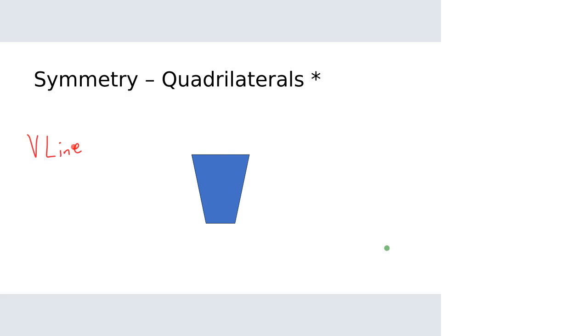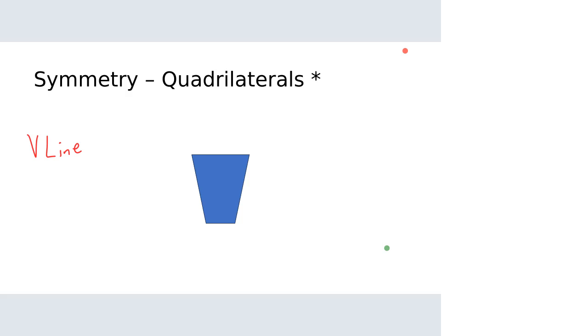Okay, horizontal line. Now, if I were to draw a horizontal line through the middle and try to fold this on itself, you know what? I'm going to have the same shape, but if I were to reflect it, if I were going to fold this, it is going to be the same shape, but it's going to be upside down from what I started with. And that's not landing on itself. So no, we do not have horizontal line symmetry.